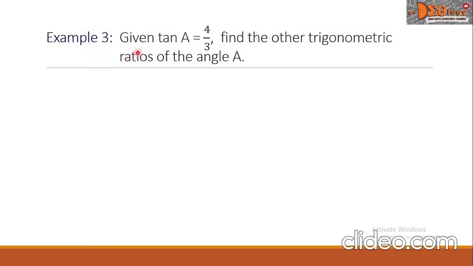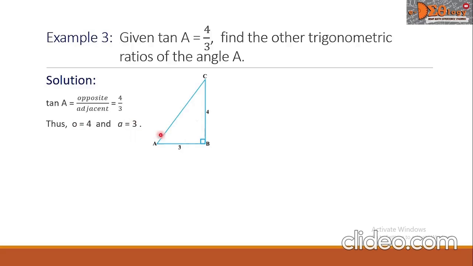Example 3. Given tangent A equals 4 over 3. Find the other trigonometric ratios of the angle A. We know that tangent A equals opposite over adjacent. In the problem, given is this is equal to 4 over 3. That means opposite or O equals 4 and A equals 3. We have this triangle. This is the angle A.